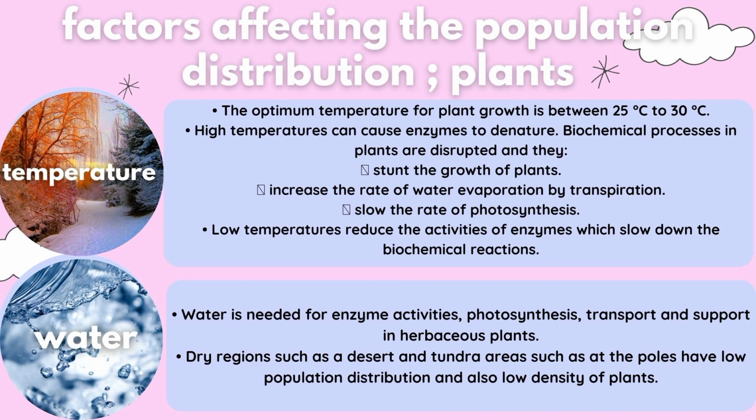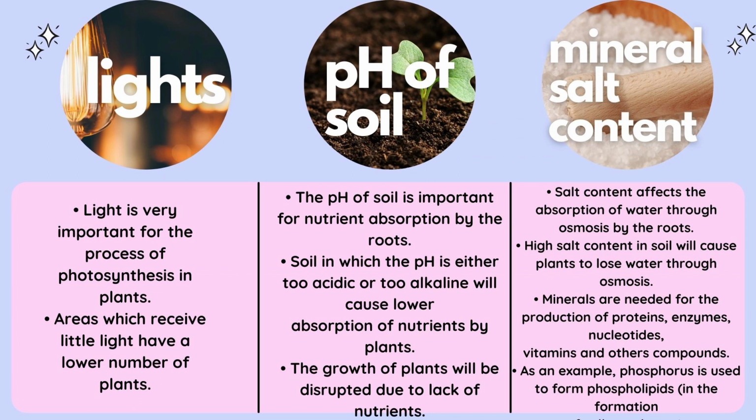The next factor we have is water. Water is needed for enzyme activities, photosynthesis, transport, and support in herbaceous plants. Dry regions such as a desert and tundra areas such as the poles have low population distributions and also low density of plants. The next factor we have is light. Light is very important for the process of photosynthesis in plants. Areas which receive little light have a lower number of plants.